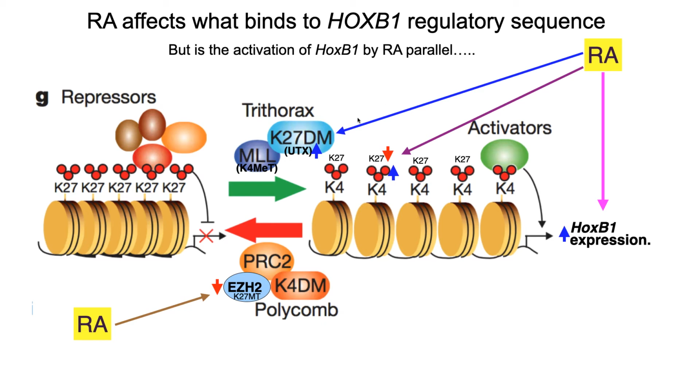When you add retinoic acid, the amount of the K27 demethylase, so UTX, that sits at that promoter sequence goes up. And finally, when you add retinoic acid to these cells, the amount of this EZH2 protein, this is the K27 methyltransferase, the thing that actually adds methyl groups to K27, goes down in the presence of retinoic acid. Okay, so now we have all of these correlations. And when you add retinoic acid, you get this event occurring, you get this event occurring, you get this event occurring, you get this event occurring.